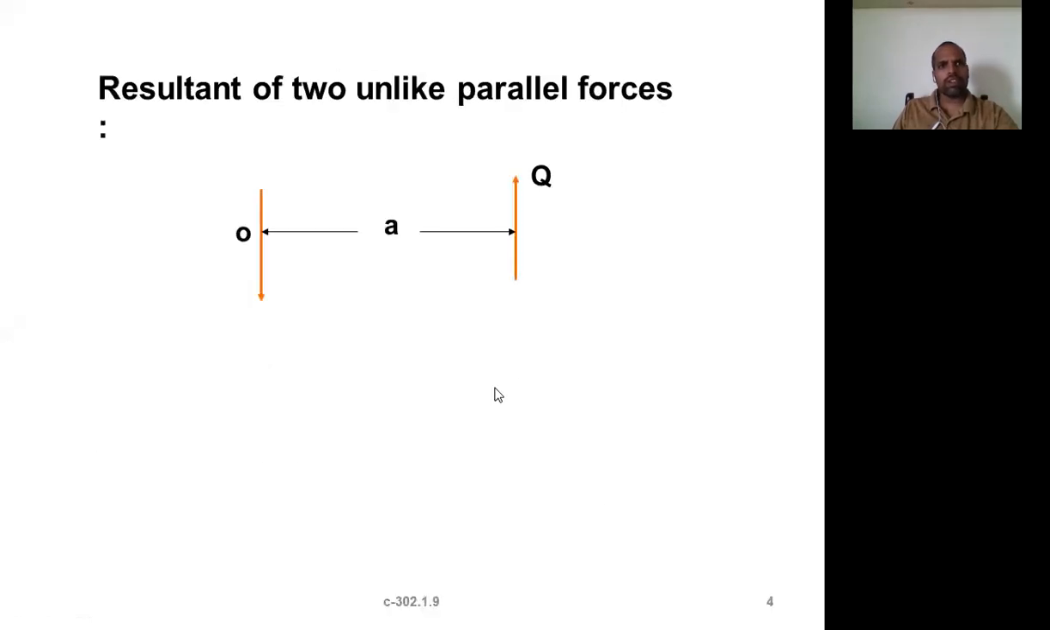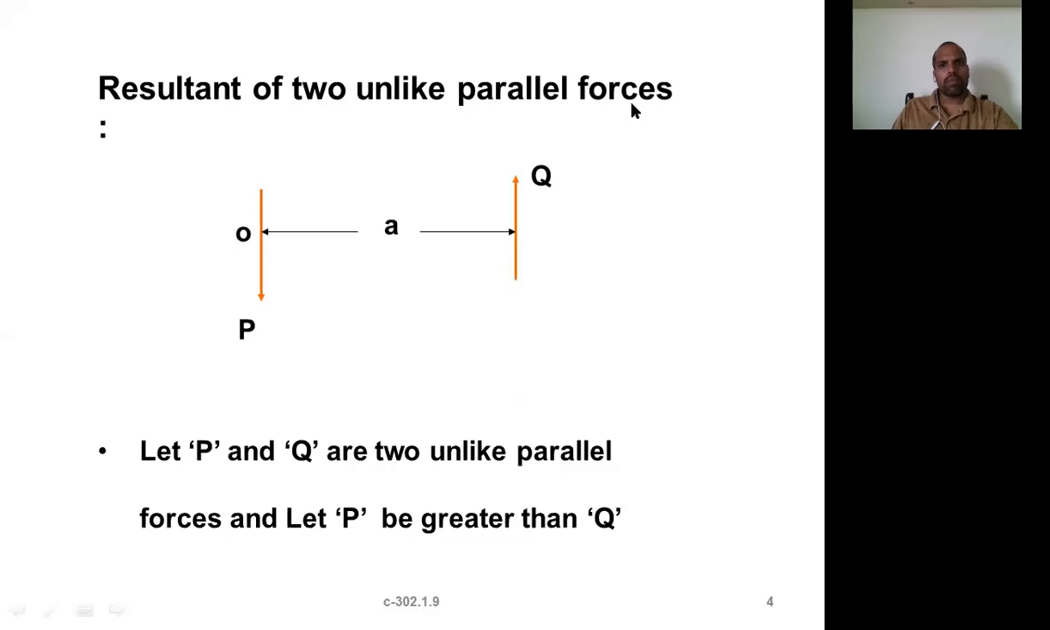Let us discuss first the resultant of two unlike parallel forces. In the previous class, we solved like parallel forces. Let us discuss unlike parallel forces. So two unlike parallel forces are separated by a distance A. One force is P, another force is Q, and the distance between the two forces is A.